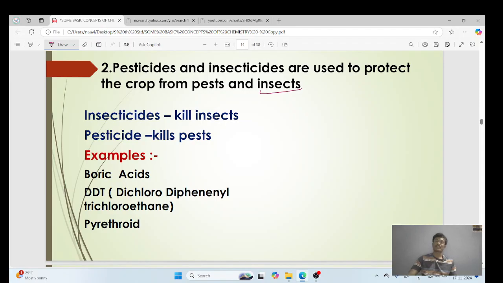Insecticides kill the insects, pesticides kill the pests. Examples are boric acid, DDT, dichlorodiphenyltrichloroethane, and pyrethroid. These are examples of pesticides.